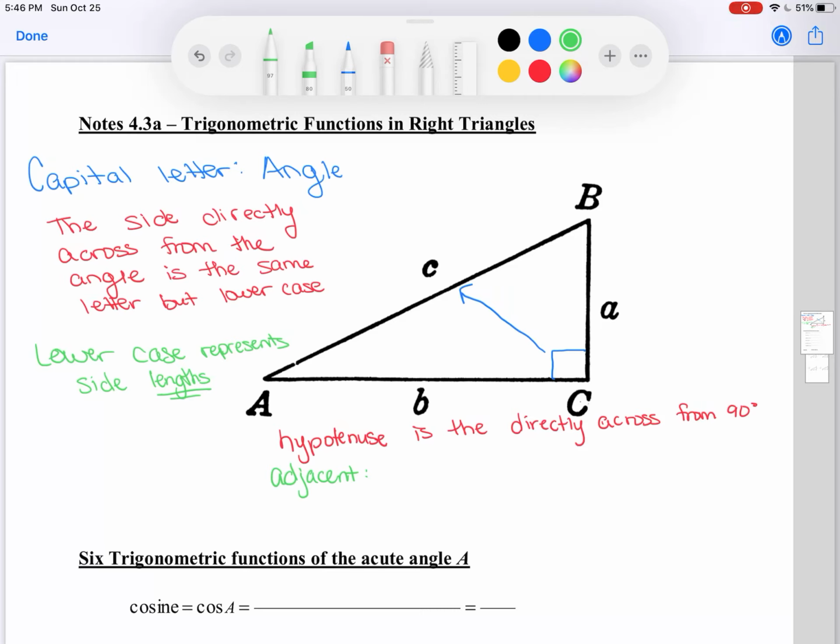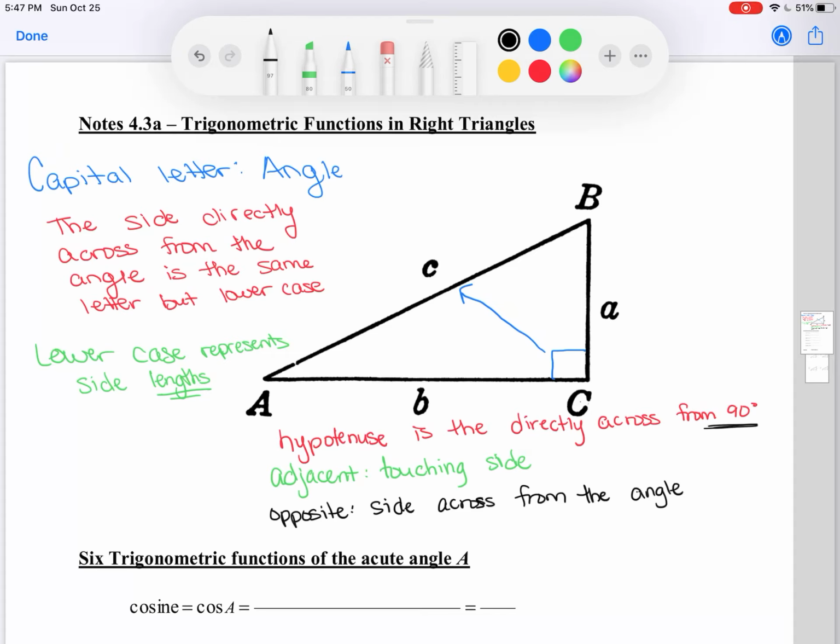All right. And then we have what's called the adjacent side. The adjacent side is the touching side, and I'll talk about that in just a second. I sometimes tend to get my adjacent sides confused. I've never really understood it, but hopefully I can explain it in a good way for you guys. And last but not least, we have the opposite side, which is the side opposite, or the side across from the angle.